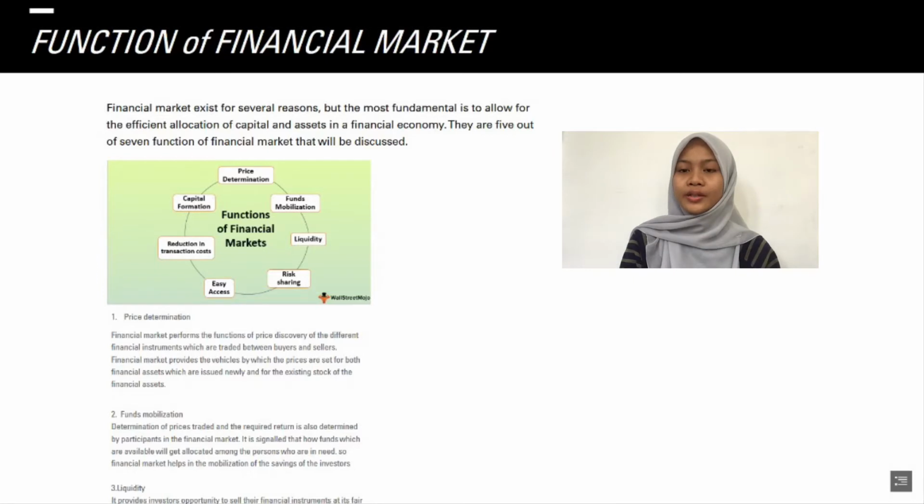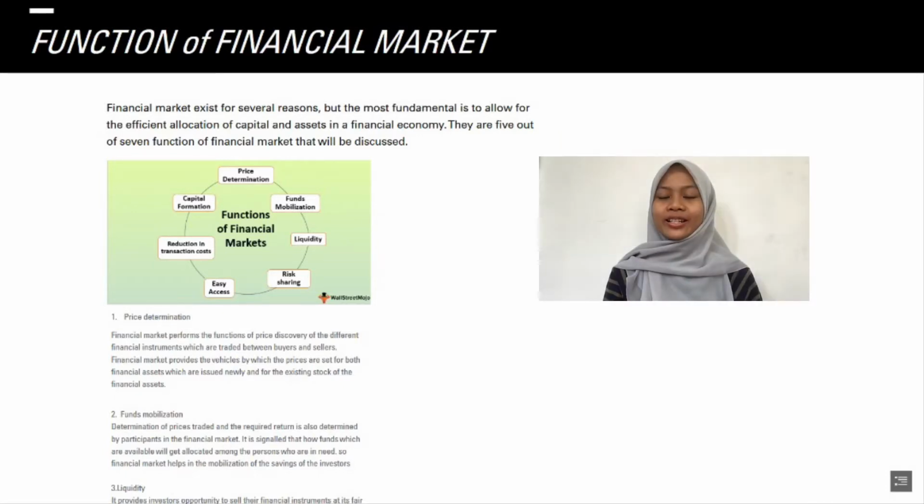For the first one is price determination. The financial market performs the function of price discovery of the different financial instruments which are traded between the buyer and the seller on the financial market. The price at which the financial instruments trade in the financial market are determined by the market force, which is demand and supply.